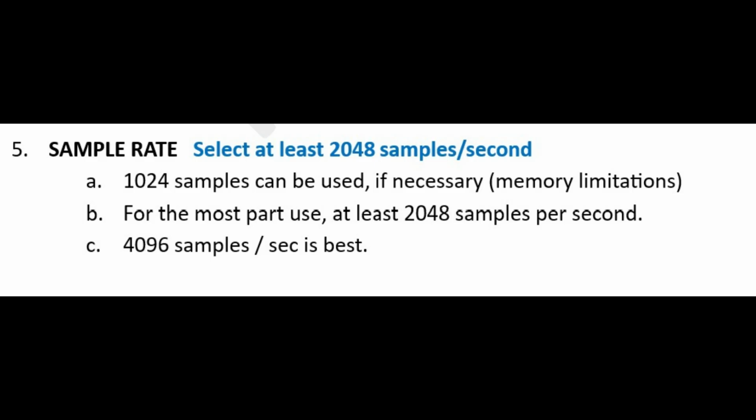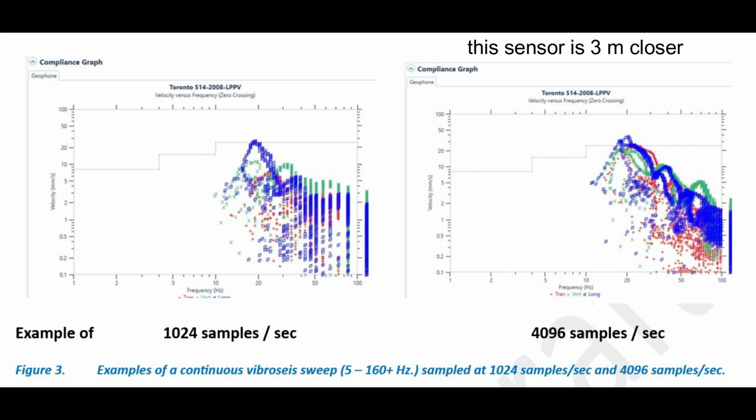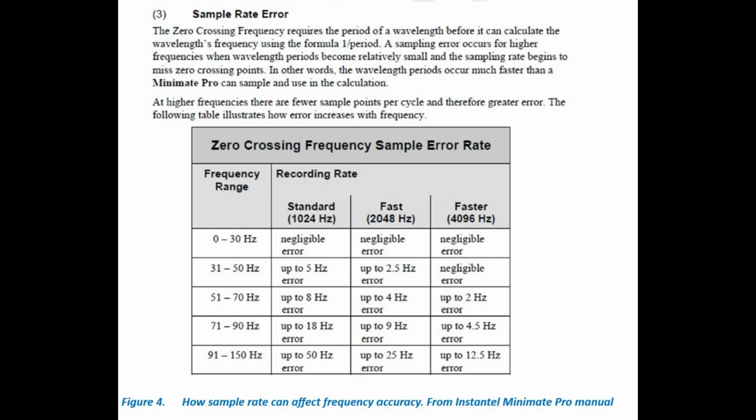For sample rate, I typically use 4,096 samples per second. This figure shows the instruments measuring the same vibrator sweep just a few meters apart. The data on the left is using 1,024 samples per second, and the one on the right is using 4,096 samples per second. Here is the other reason I use 4,096.